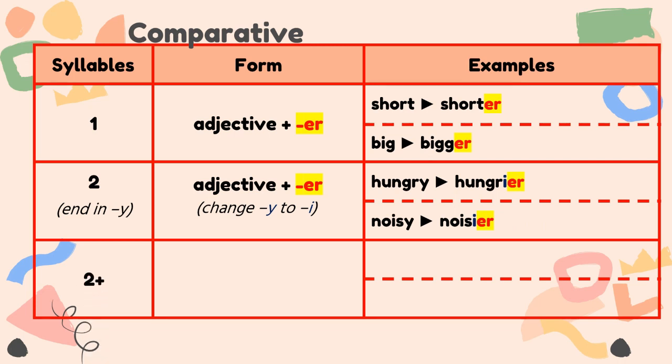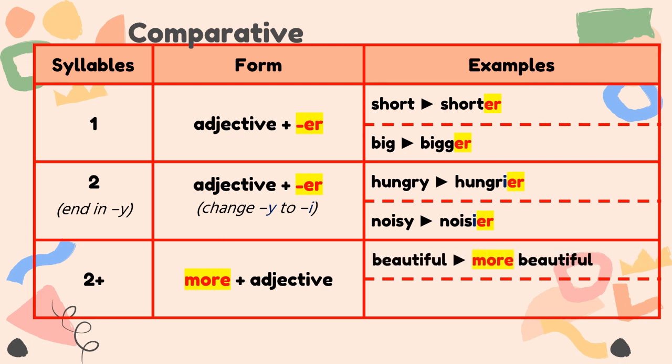For adjectives that are two syllables or more, we use the word more before the adjective. For example, beautiful becomes more beautiful. Expensive becomes more expensive.